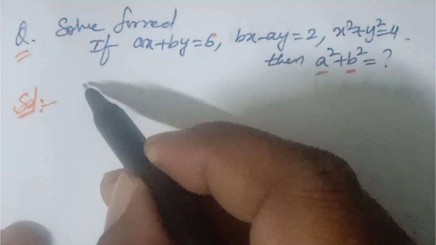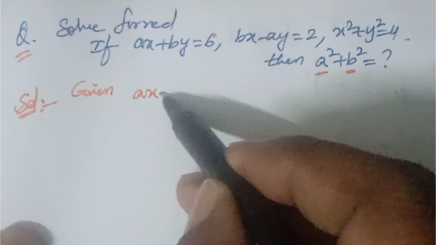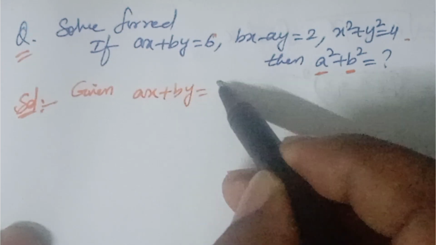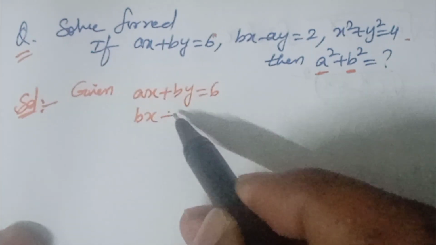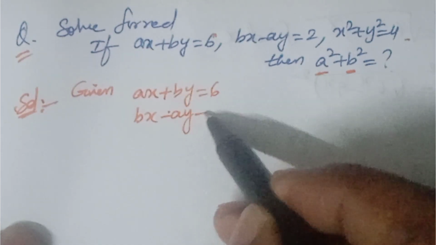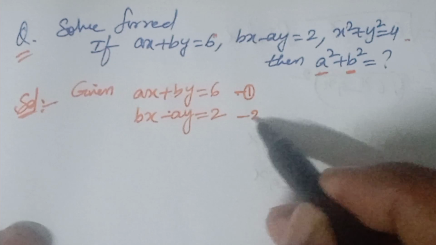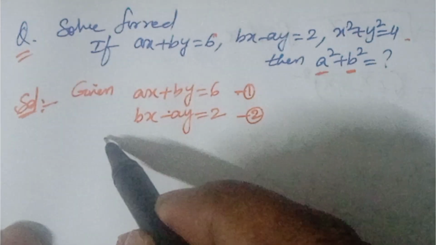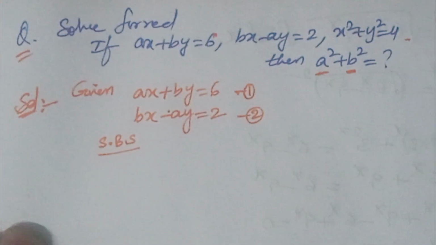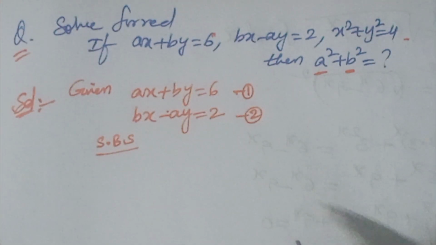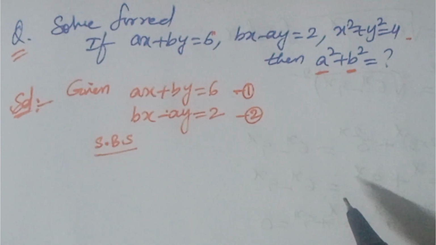So first, what is given, you will take. Given ax plus by is equal to 6 and bx minus ay is equal to 2. Let it be 1 and 2. So here, squaring on both sides. That is the logic here, squaring on both sides. So what will we get if you do squaring on both sides?